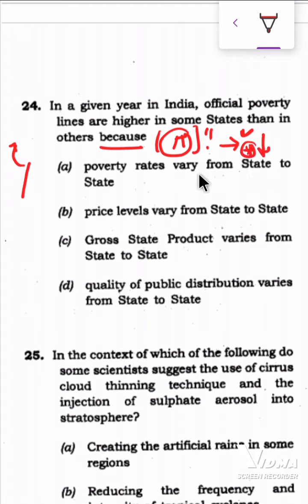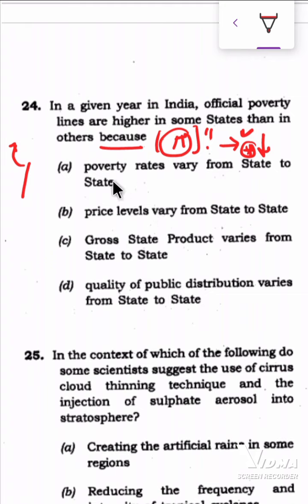States which have higher economic activities tend to have higher inflation, so their poverty lines are adjusted to the nominal terms of prices, and hence they have higher official poverty line rates. However, in other states where economic activity is not high, the rate is lower. So let's read option A.